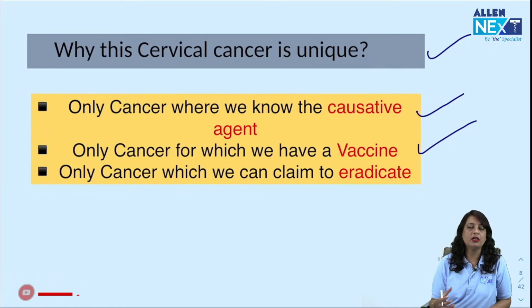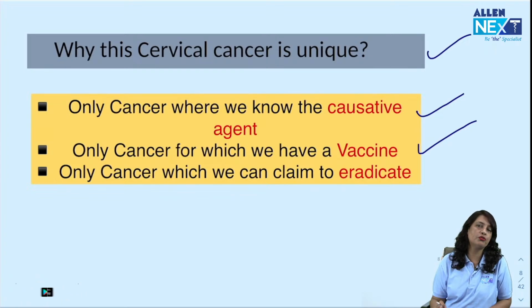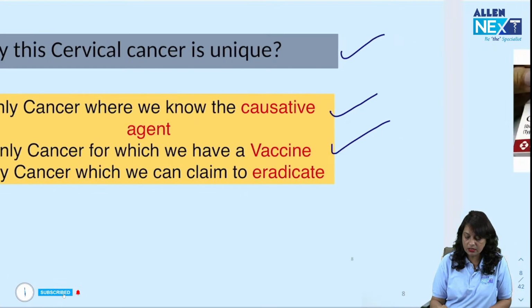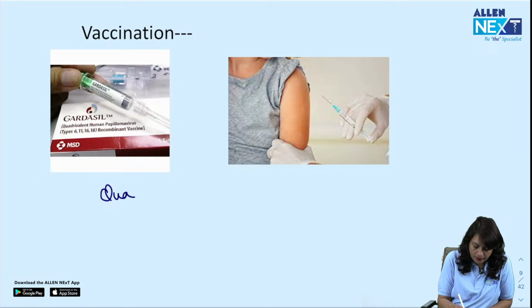But in India, less than 2% of girls are vaccinated, and less than 1 to 2% of females are being screened. So we have a long journey to follow to eradicate cancer cervix. Now, the vaccine is the Gardasil vaccine, which is a quadrivalent vaccine.